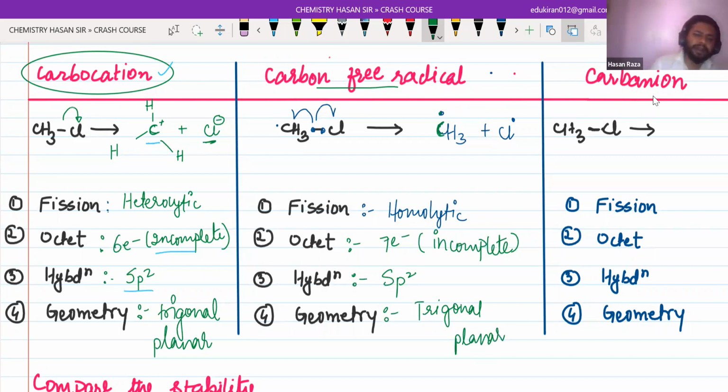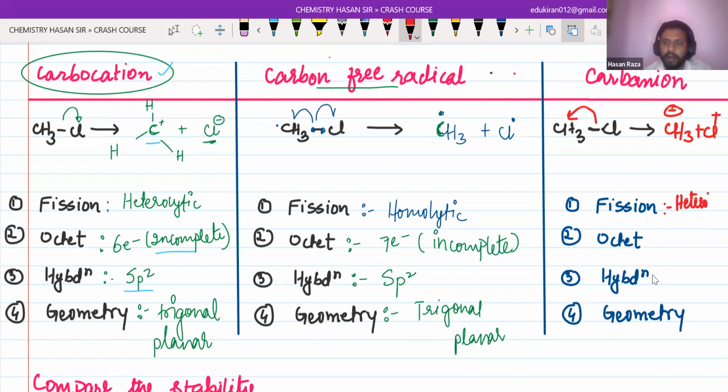Now going for carbon anion. Carbon anion means carbon will have a negative charge. So I'm going to break it like this. Carbon will gain the electron from chlorine, so it will have a negative charge, and chlorine will have a positive charge. Fission, taking the electron from the bond, that's why it is heterolytic.